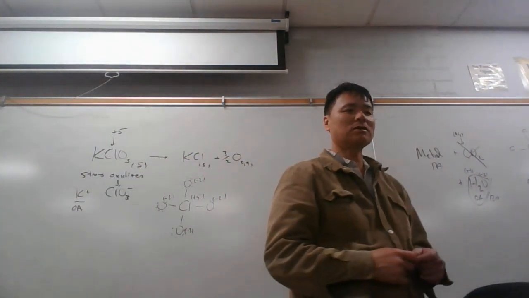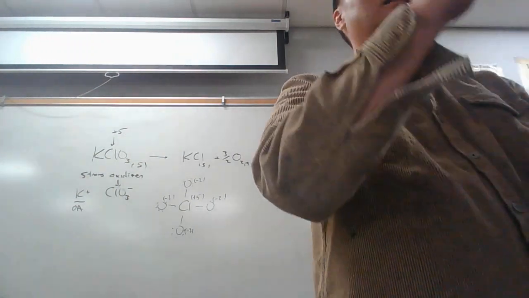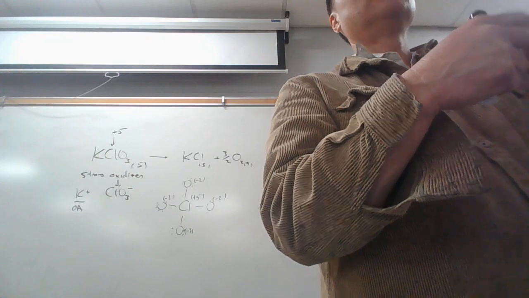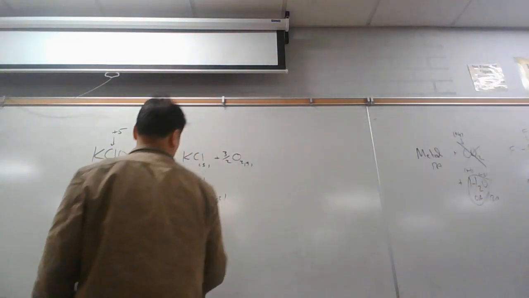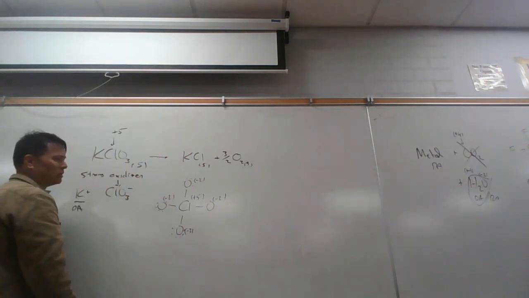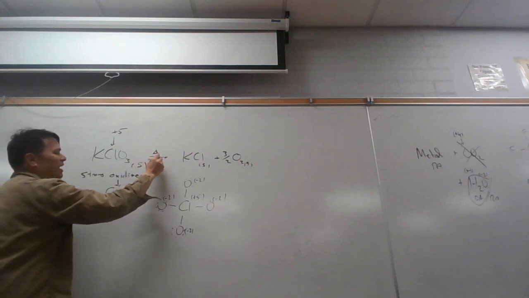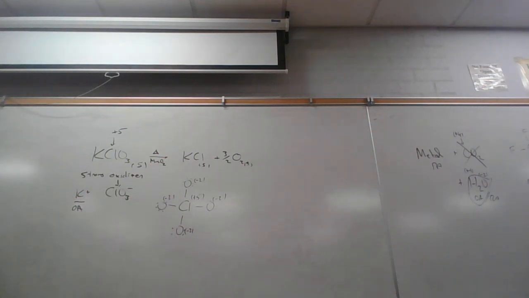In fact, it's so hard to do that we're going to add some catalyst to this. The catalyst we're going to use is manganese(IV) oxide, which is this black powder here. And so we'll put in some of this. The catalyst acts as a way to help speed up the reaction. It doesn't get consumed in the reaction. So we're going to heat this and add the MnO2 catalyst here. And then this should go.